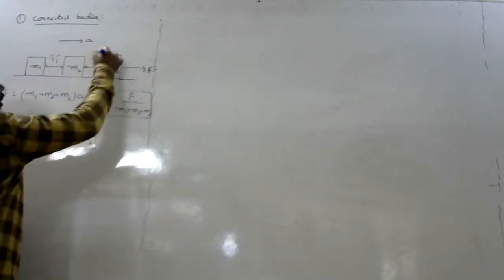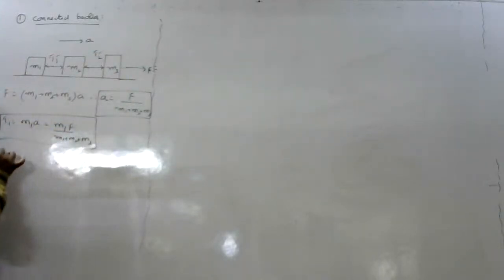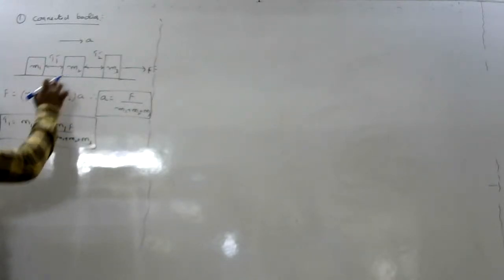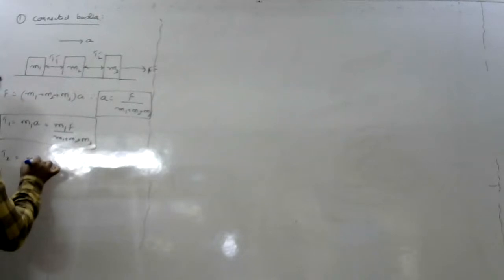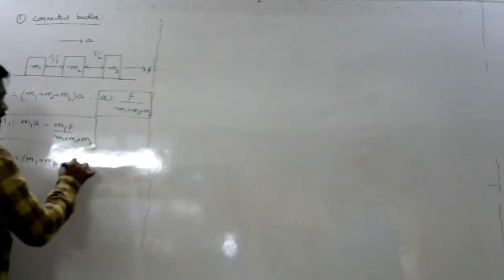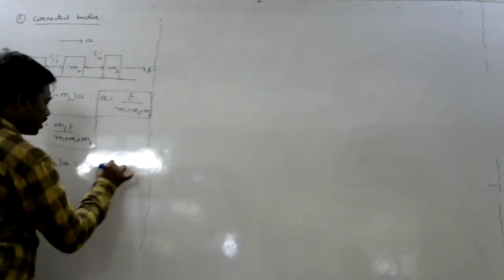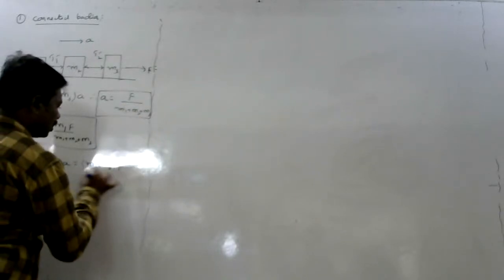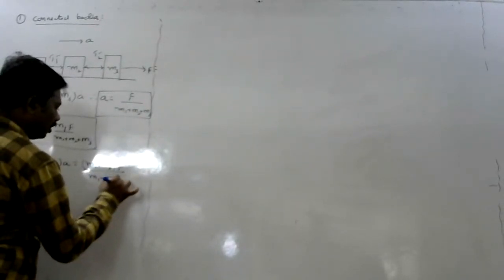And also find tension T2. Here T2 pulls two blocks, M1 plus M2. So T2 is equal to (M1 plus M2) into A. That implies (M1 plus M2) into, here A means F by (M1 plus M2 plus M3). Tension T2 is equal to (M1 plus M2) into F by (M1 plus M2 plus M3). So this is acceleration and tension T1 and tension T2.